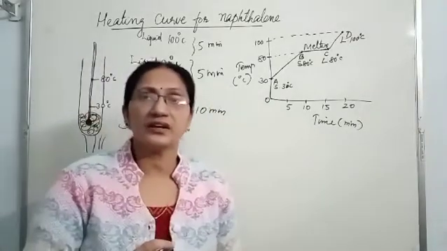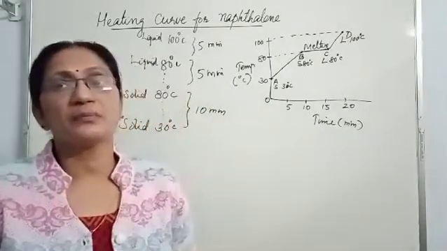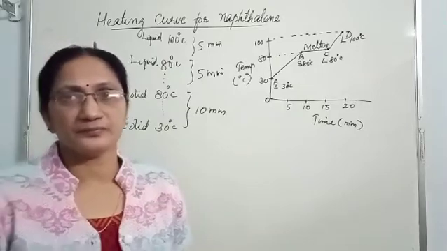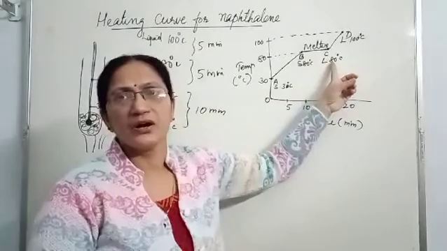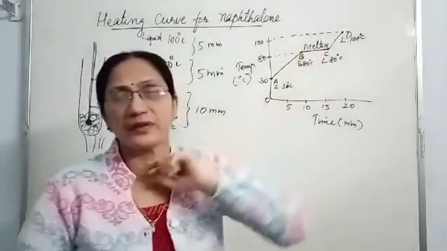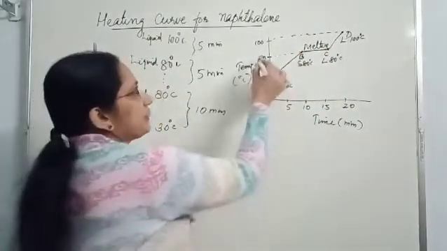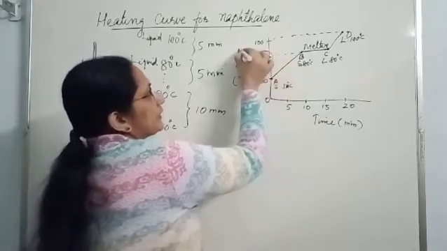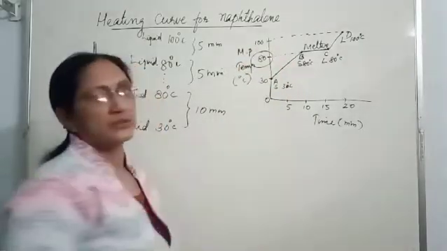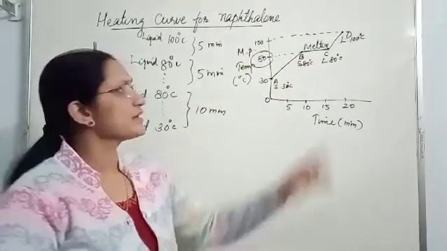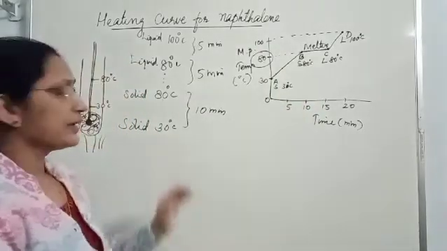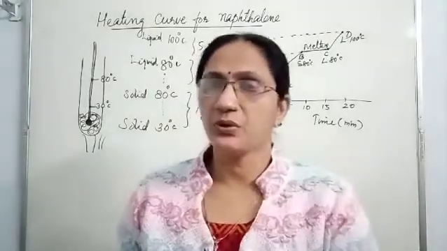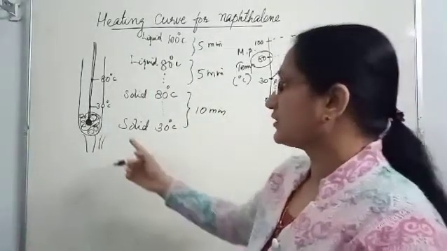From the heating curve, you can find out the melting point of naphthalene. Solid naphthalene can change into liquid only at a fixed temperature of 80 degrees Celsius. So that temperature we call the melting point of the solid. Melting point of naphthalene is 80 degrees Celsius. Now you can make the cooling curve. We are going to see the reverse experiment.